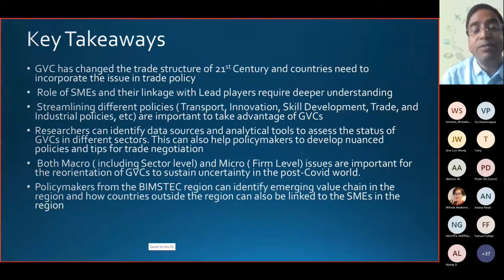So policymakers from the BIMSTEC region, as well as the researchers, can identify the emerging value chain in the region and how countries outside the region can also be linked to SMEs in the region. What I'm trying to say is that in this database, you will find countries from different parts of the world. So the value chain may not be limited to the region itself. It's not just the regional value chain; some countries outside the region may also be connected. So the policies should be within the region, and policy should also be for external linkages.